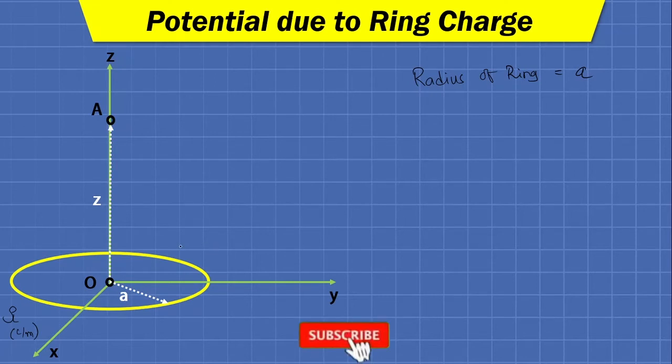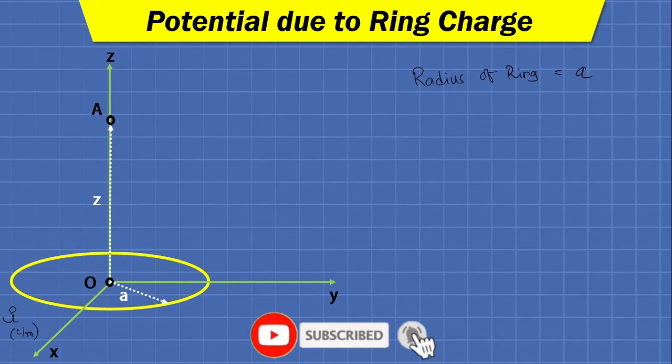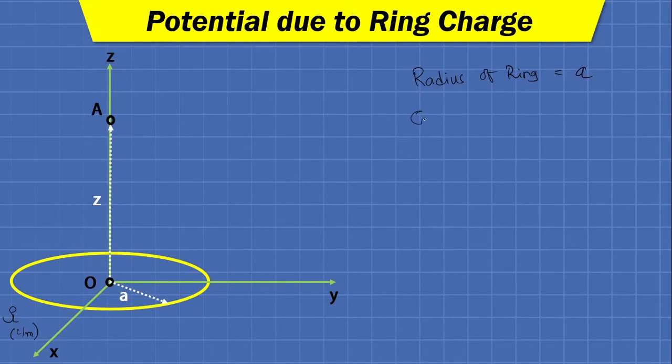I request you to go through that video if you are new to my channel. Now, what will be the most convenient coordinate system to solve this case? Obviously, because it is a ring charge, the coordinate system for the calculation will be cylindrical.